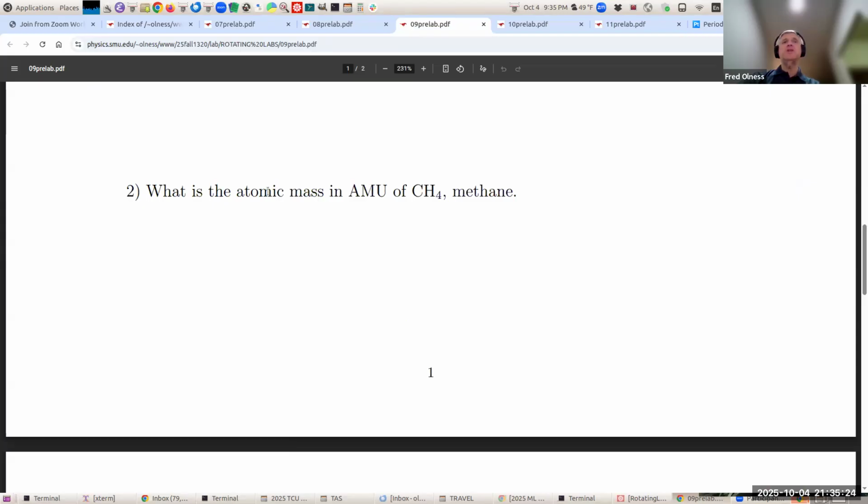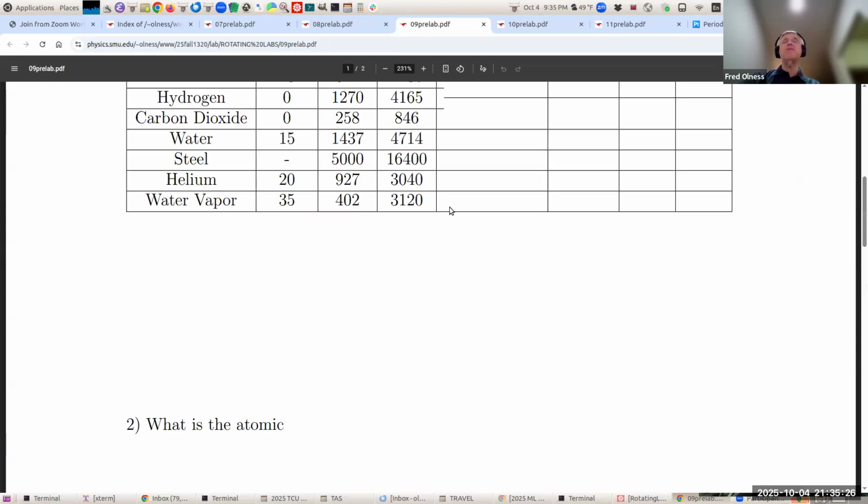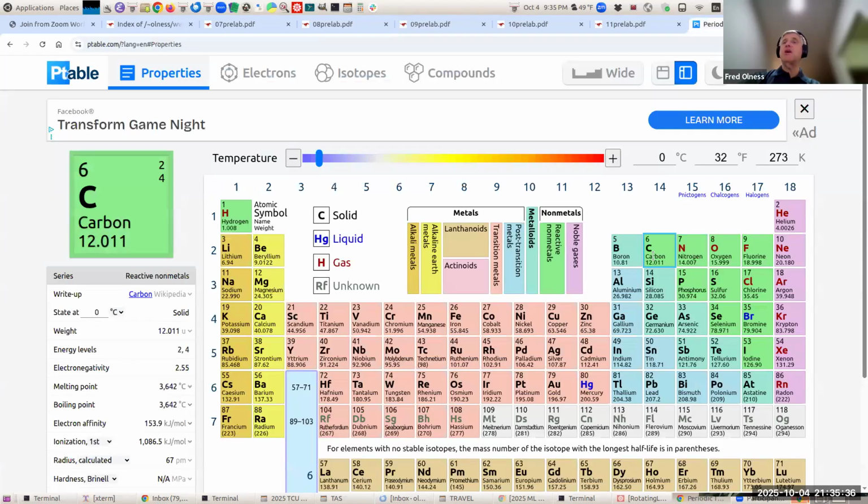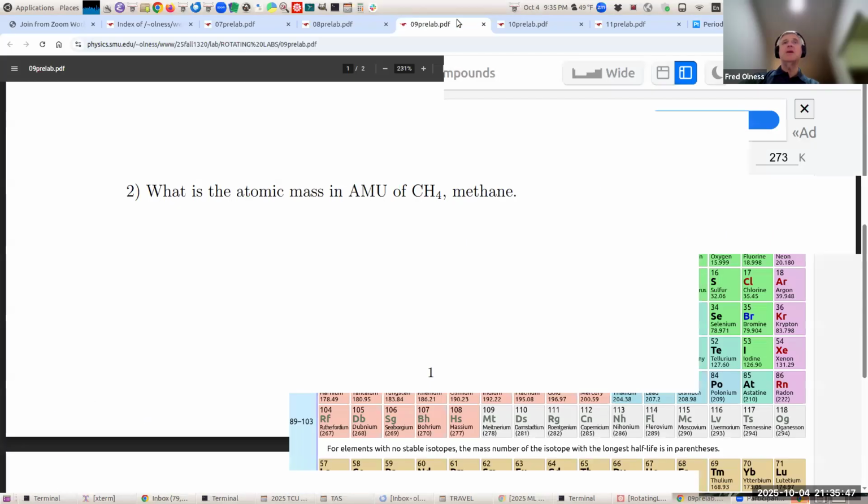And then I ask you, what is the atomic mass of methane? Because that's what we're going to be using today. It's actually methane mixed with air, so it's not pure methane. But again, it's CH4. We look in the periodic table, carbon is 12, H is 1, but there are 4 H's, so 4 for the hydrogen plus 12 for the carbon, that's going to be 16.